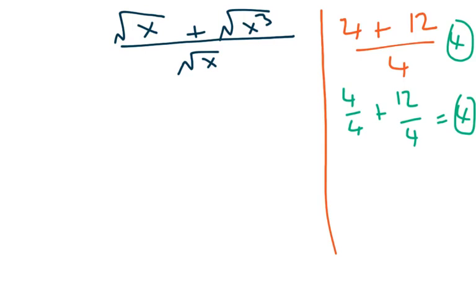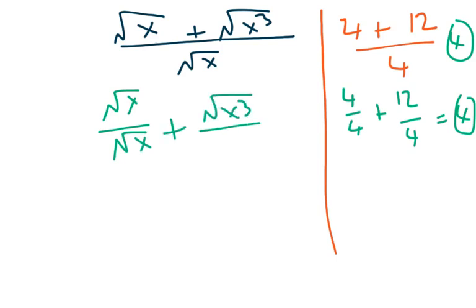So based on that, I could go that I have the square root of x divided by the square root of x, which you know is equal to 1, plus the square root of x cubed divided by the square root of x. We can immediately make that as 1, because anything divided by itself is 1.